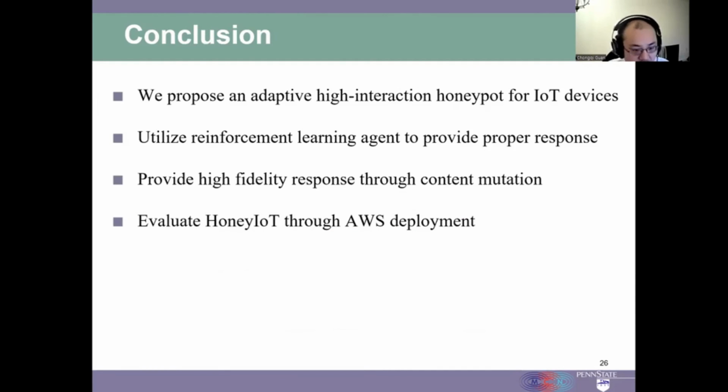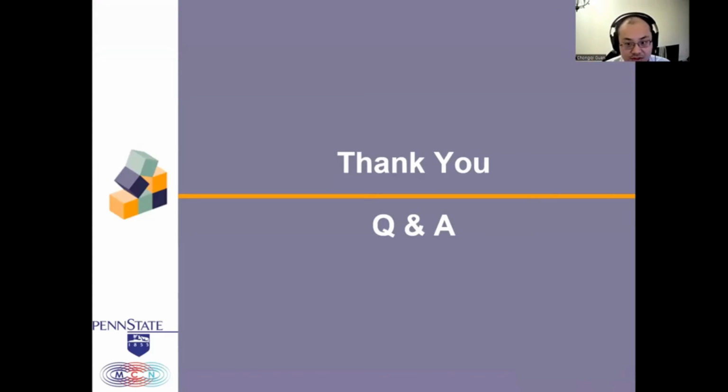In conclusion, we propose an adaptive high interaction honeypot for IoT devices, which utilizes a reinforcement learning agent to provide proper responses. And we provide high fidelity responses through content mutation. We also evaluate HoneyIoT by deploying it on the public internet. Thank you very much. If you have any questions, let me know.